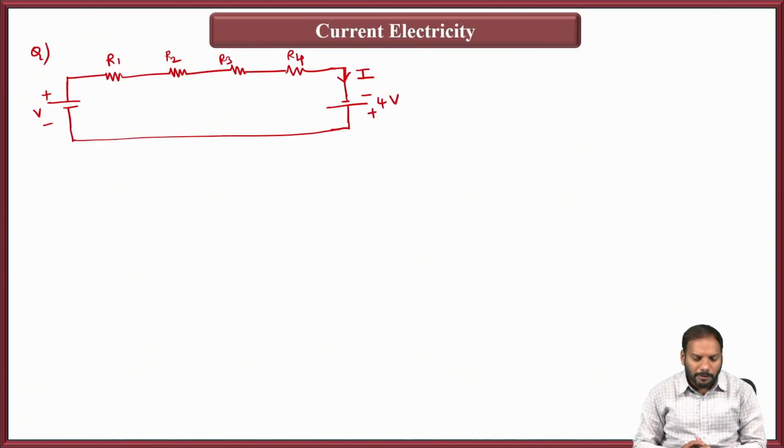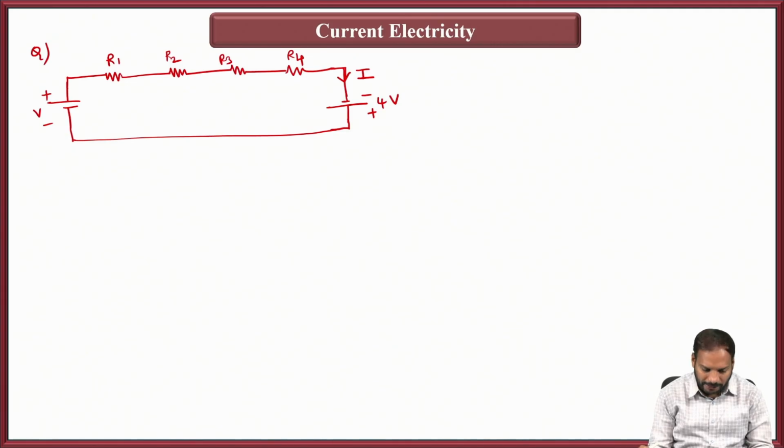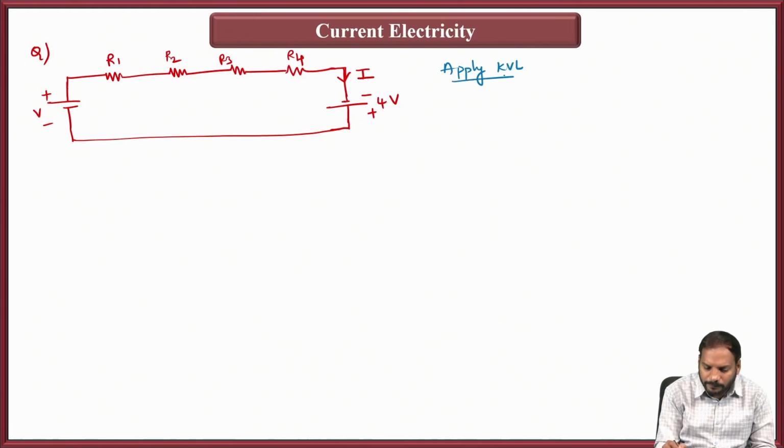Now this is a simple problem about KVL. Two batteries are connected in a single loop, with four different resistors R1, R2, R3, R4, all connected in series. This 4 volts battery, R1, R2, R3, R4 and this minus 4 volts battery are all connected in series, making a loop, and the current flowing through it is the value I. The question is to apply KVL. So how will you apply the KVL to this loop?